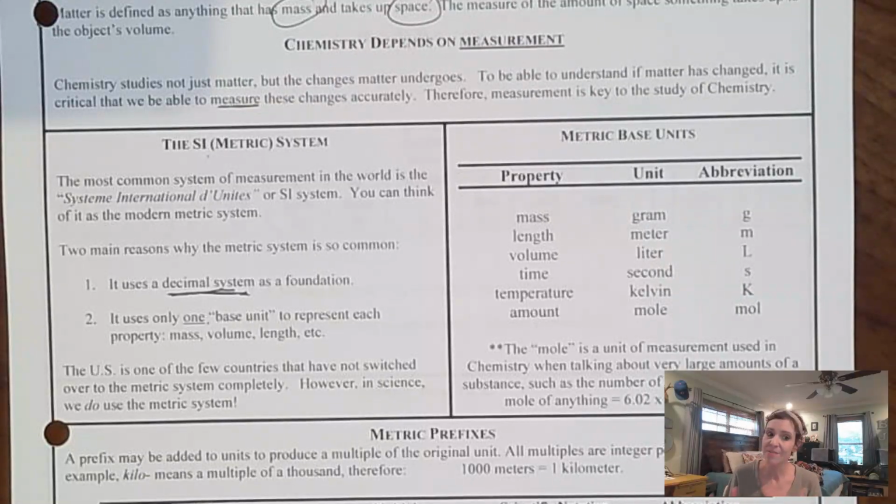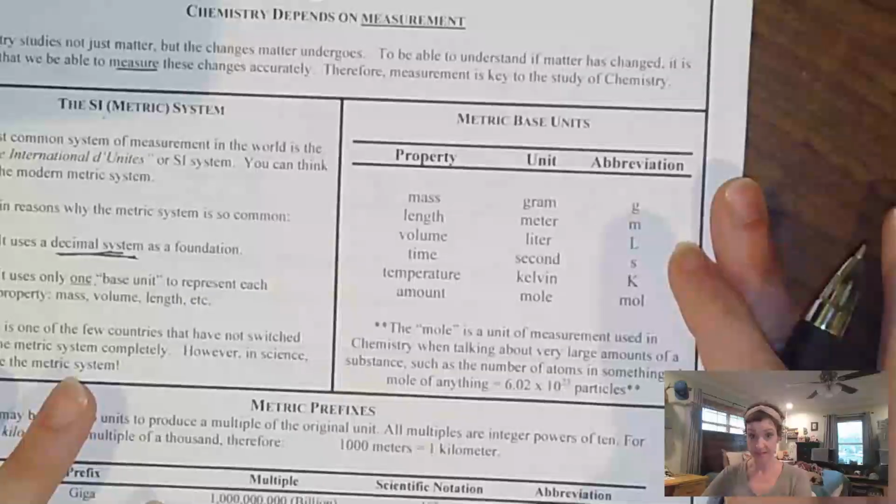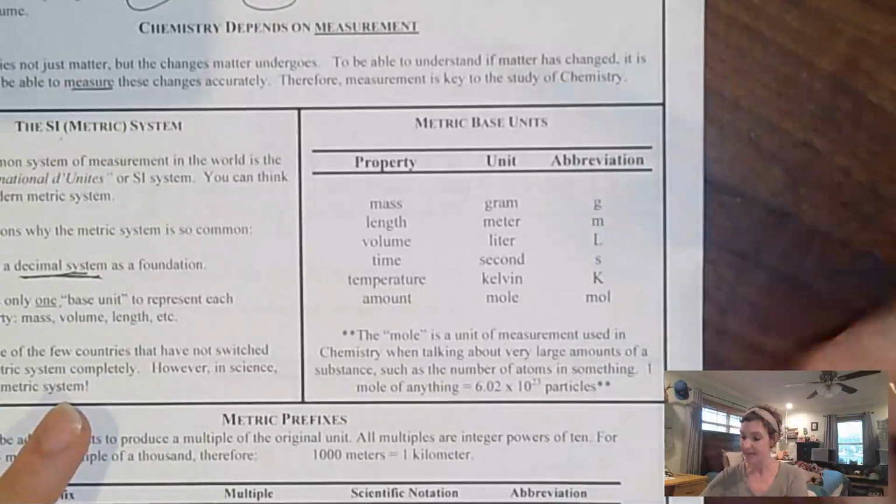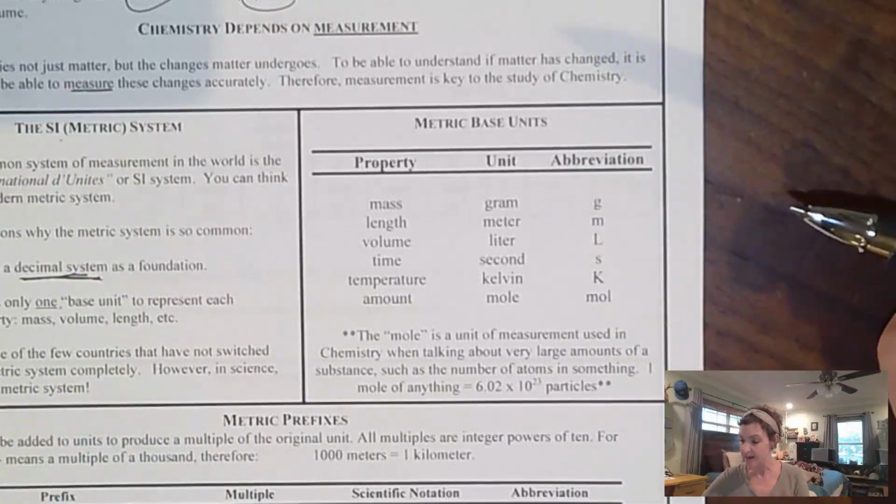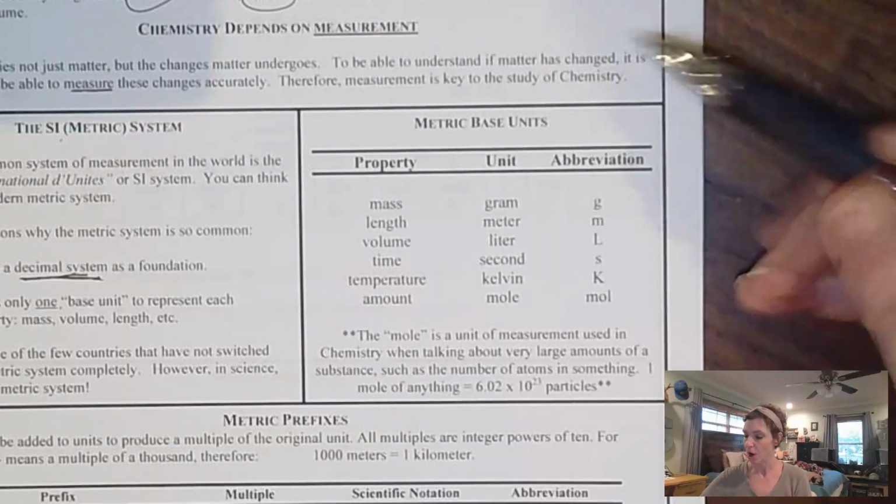Okay. However, in science, thank goodness, even U.S. scientists do use the metric system because it is an international representation of measurement. Okay. So like we mentioned, the SI system is fantastic because it has only one base unit for all of the properties.